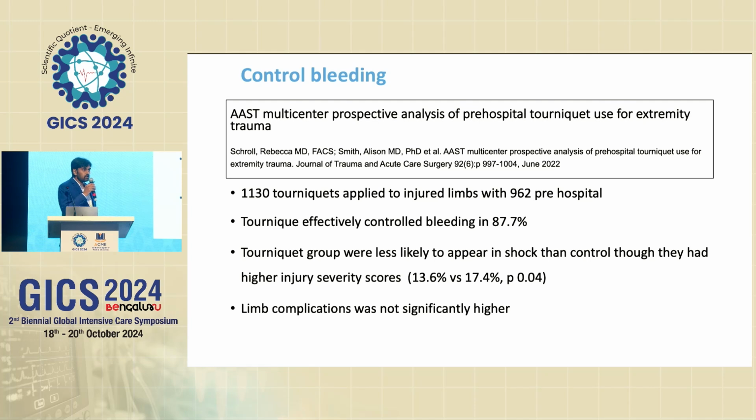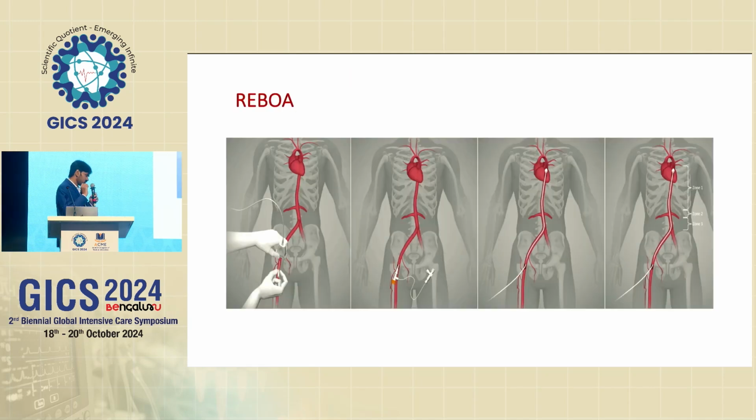If you see, this was in 2022, published in JAMA, when a peripheral penetrating injury with exsanguination was present and a tourniquet was used, the more severe patients even reached the emergency department without shock, and there were no limb emergencies.